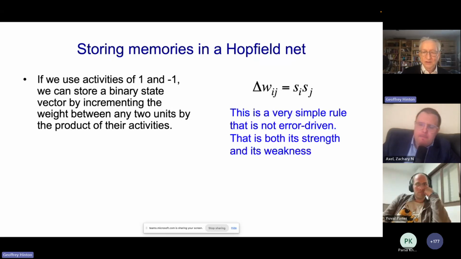It's a very simple rule, it doesn't involve iterating at all. You just store memories in one shot.